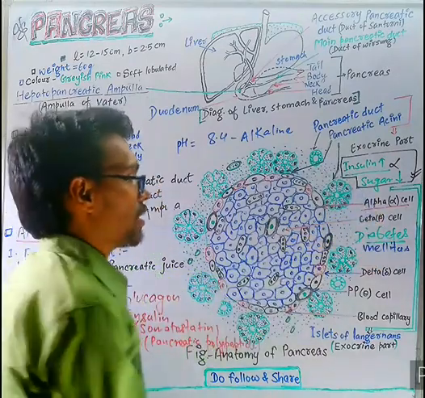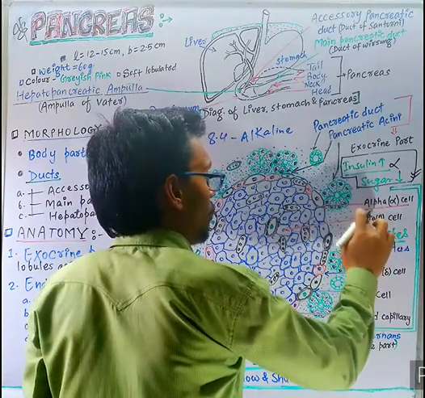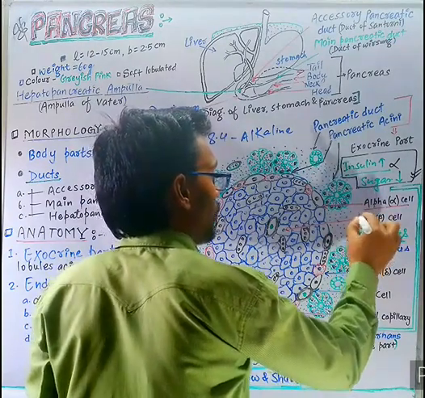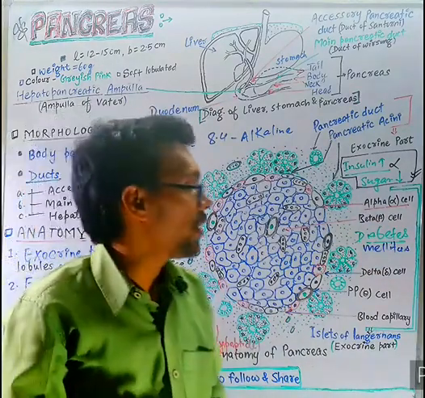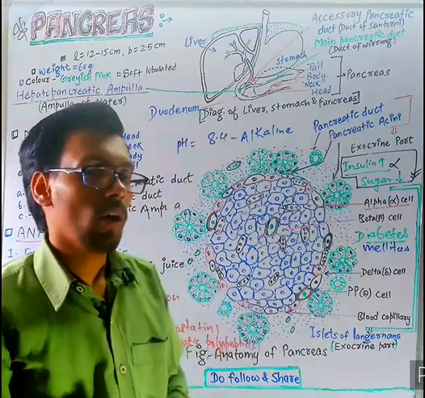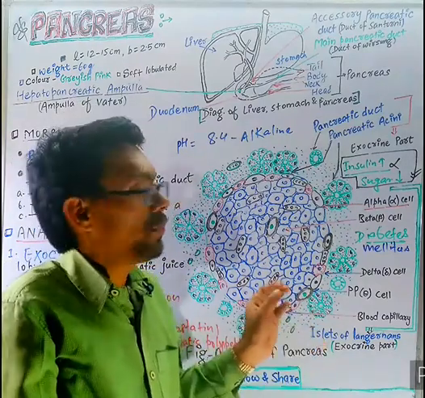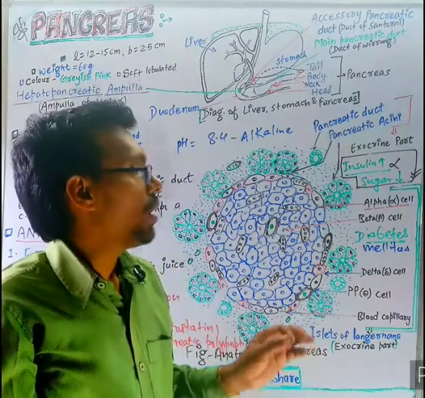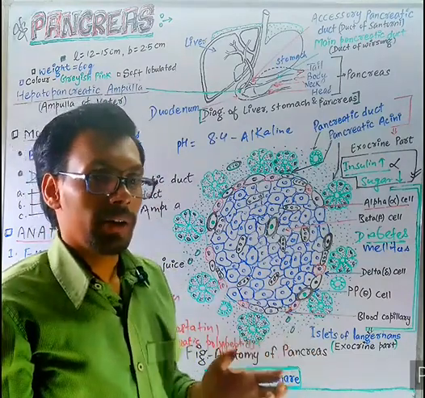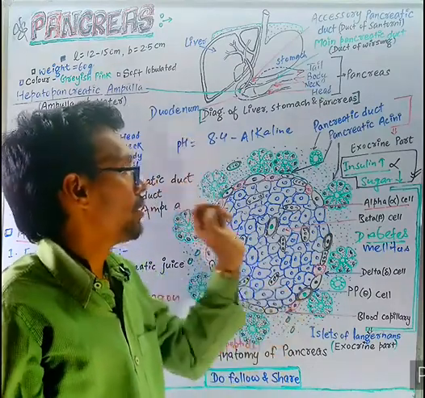Next, beta cells. Beta cells secrete a hormone that is insulin. What is the function of insulin in the islet of Langerhans? Insulin performs glycogenesis.